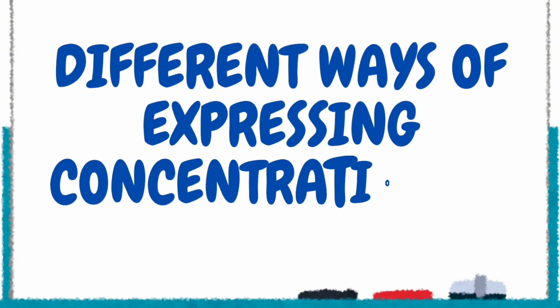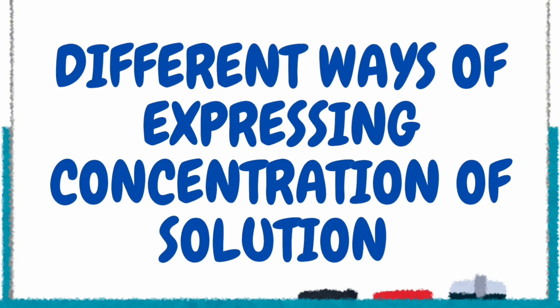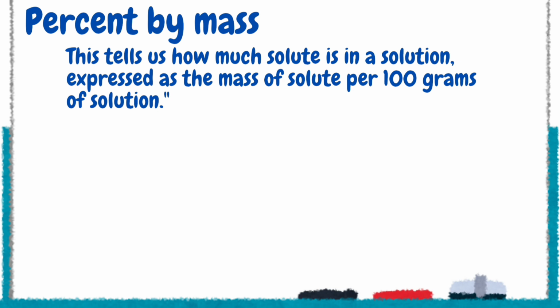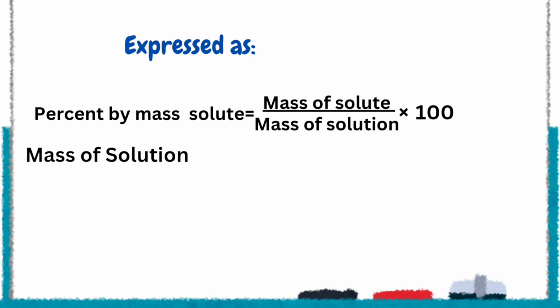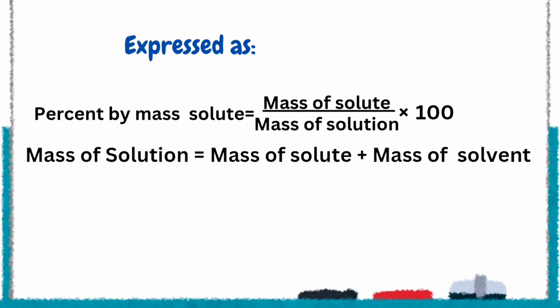Now let's talk about one of the most common ways to express concentration, percent by mass. This tells us how much solute is in a solution, expressed as the mass of solute per 100 grams of solution. The formula is percent by mass of solute is equal to mass of solute over mass of solution multiplied by 100, where mass of solution is equal to mass of solute added to mass of solvent.